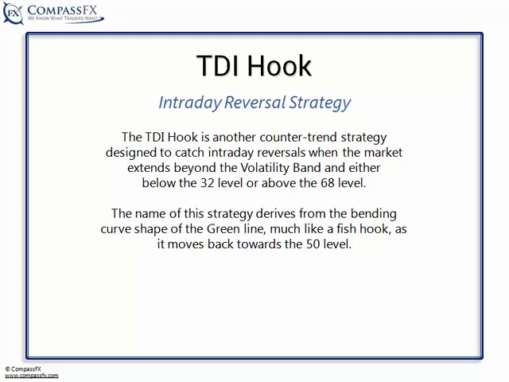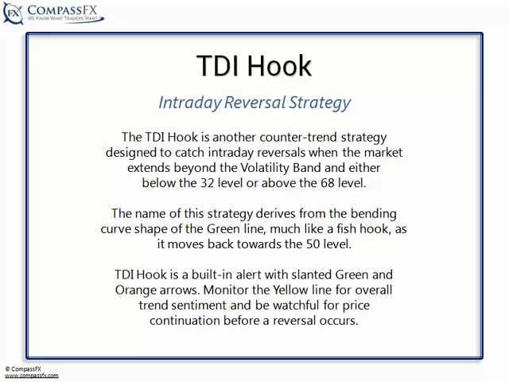Our third strategy is the TDI hook. This is a counter trend strategy designed to catch intraday reversals when the market extends beyond the volatility band and either below the 32 level or above the 68 level. The name of this strategy comes from the bending curve shape of the green line, much like a fish hook, as it moves back towards the 50 level. And one thing of note, the TDI hook is a built-in alert with slanted green and orange arrows. Green arrows represent a TDI hook long, and the orange arrows represent a TDI hook short.